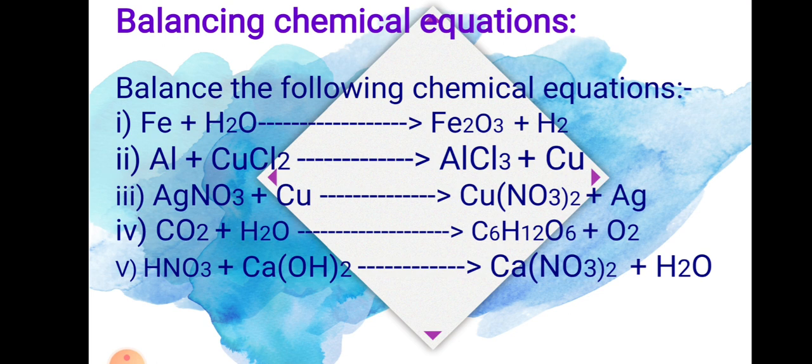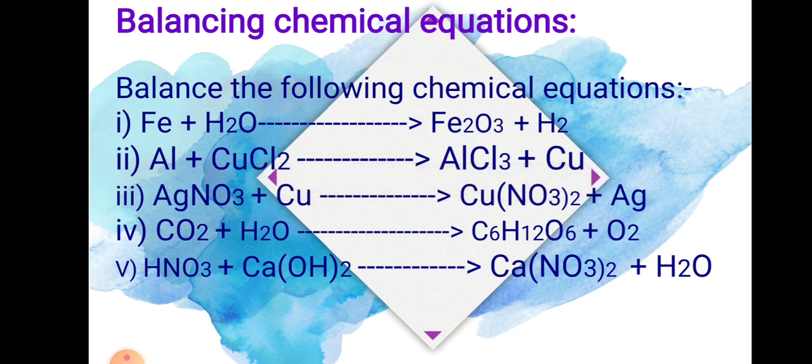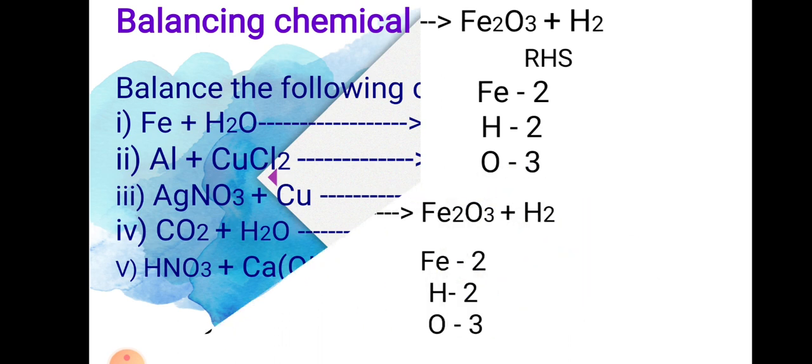Fifth one, HNO3, means nitric acid, reacts with calcium hydroxide. We will get calcium nitrate plus water. This calcium hydroxide when it reacts with nitric acid will give calcium nitrate. Okay, I will balance the chemical equations one by one.